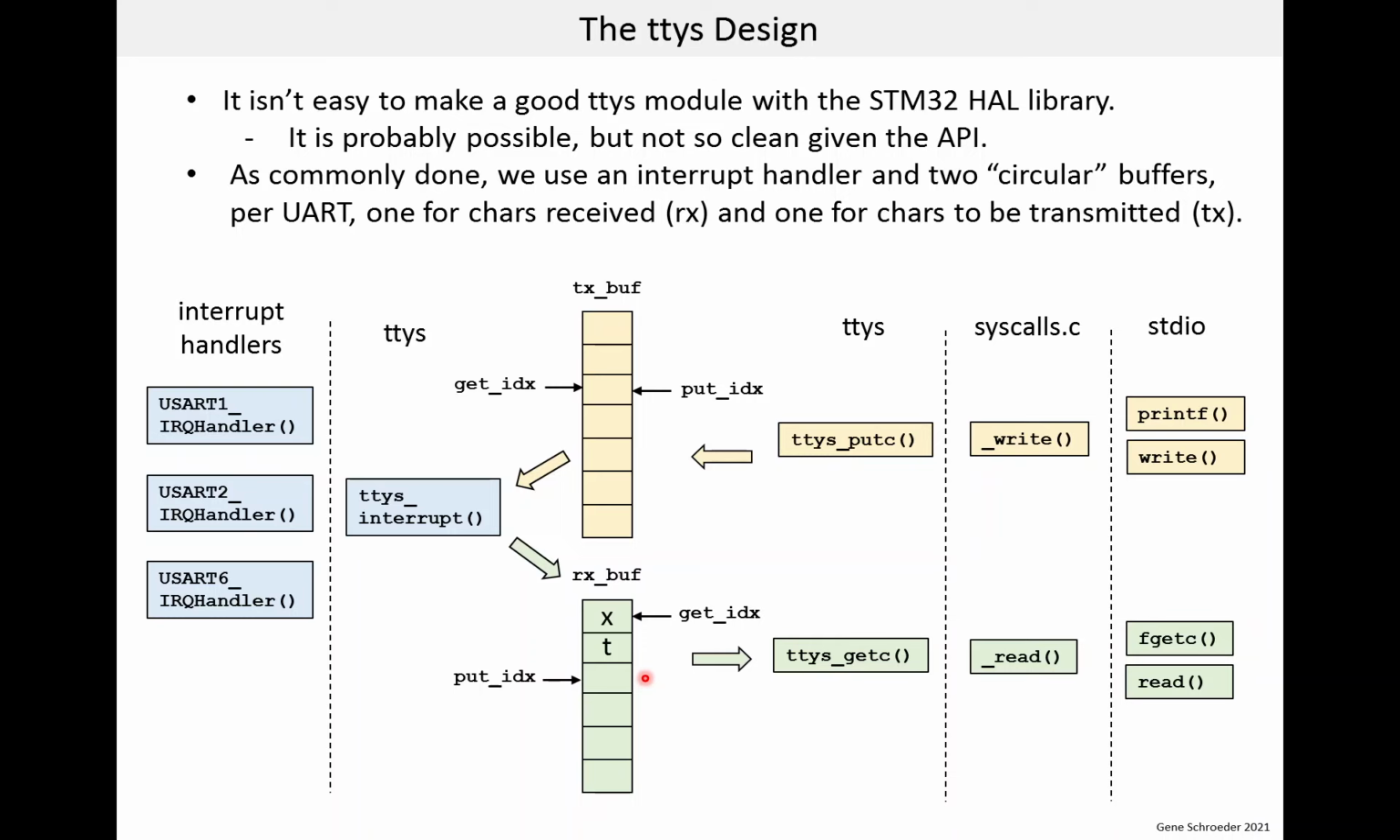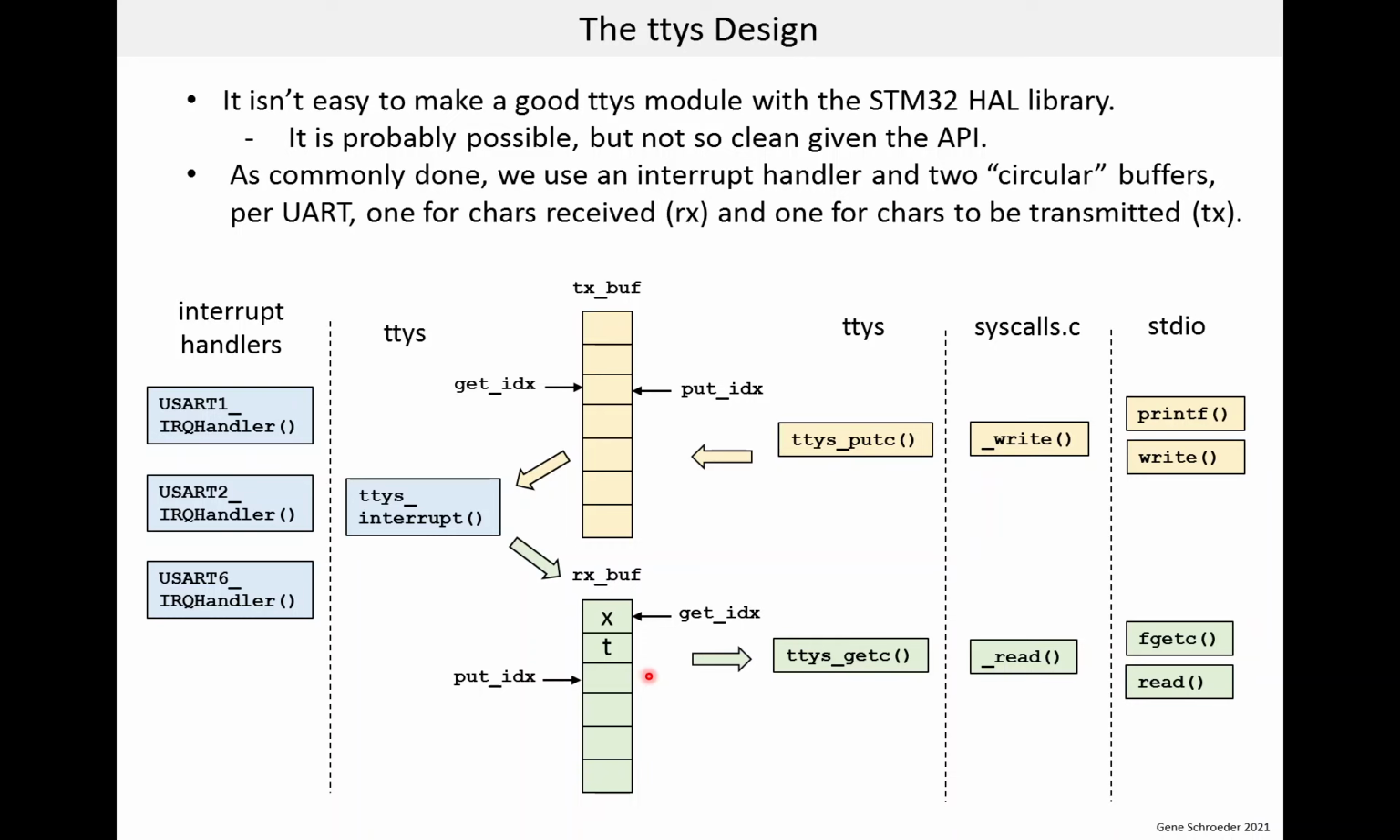When putting a character, if incrementing the put index will make it equal to the get index, it means the buffer is full. You can't allow that put index to equal the get index or it will appear to be empty. So you can't put that character. In that case, the character is dropped, and we call that overrun.